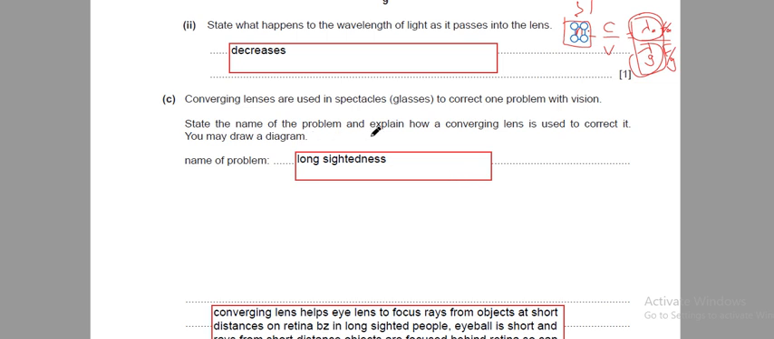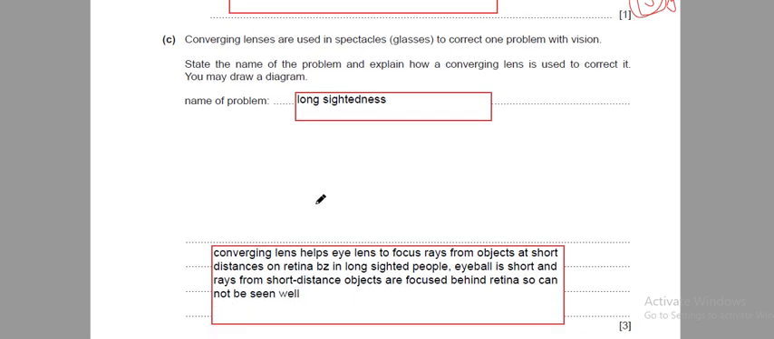Converging lens used in spectacles glasses to correct one problem with vision. State name of problem and explain how converging glass is used to correct it. You should remember that converging glass helps eye lens to focus rays on retina, because without converging glass, eye lens cannot be powerful enough to focus rays on retina, and rays are focused behind the retina.